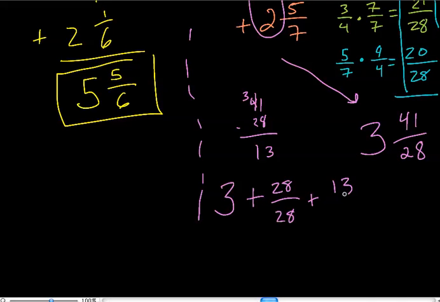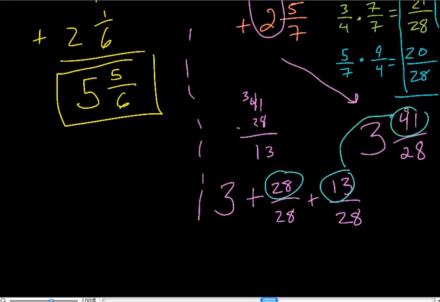So basically this becomes 41 28ths. If you break it into a normal number, a mixed number, you're going to get, well, 28 and 13 together add up to 41. Okay? So this just becomes 3 plus 1 plus 13/28, or 4 13/28.